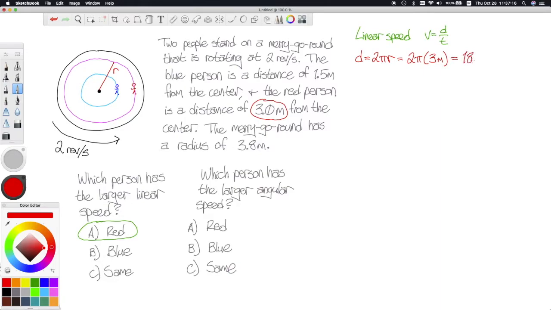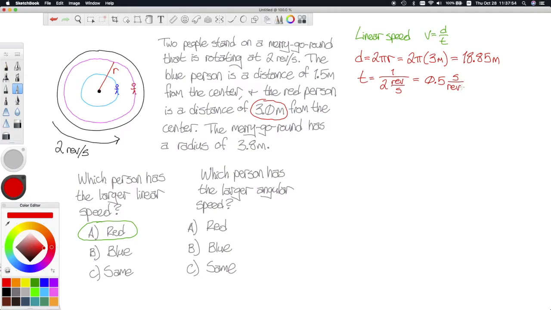18.85 meters. And then we need to figure out how long it takes this person to cover that distance. So this was the distance for 1 full rotation, and if we have 2 revolutions per second, that means we're going to have 1/2 of a second for each revolution. So the t here we'll find by taking 1 over the rate of rotation. So 1 over 2 revolutions per second is 0.5 seconds per revolution.